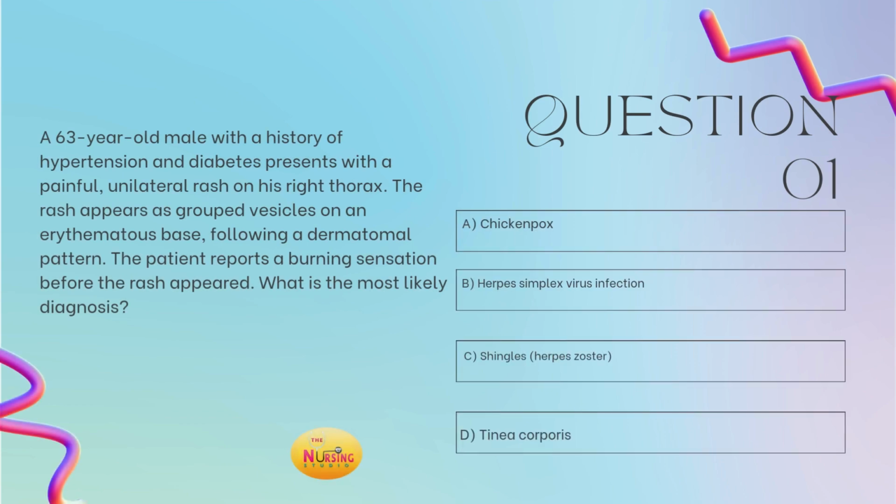Question number one states, a 63-year-old male with a history of hypertension and diabetes presents with a painful unilateral rash on his right thorax. The rash appears as grouped vesicles on an erythematous base following a dermatomal pattern. The patient reports a burning sensation before the rash appeared. What is the most likely diagnosis? Is it A, chickenpox? B, the herpes simplex virus infection, C, shingles, aka herpes zoster, or D, tinea corporis. Take a moment and tell me what you got, you guys.